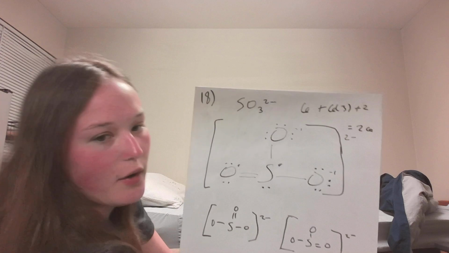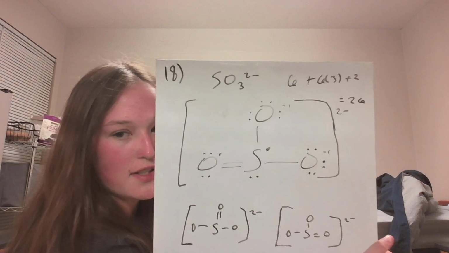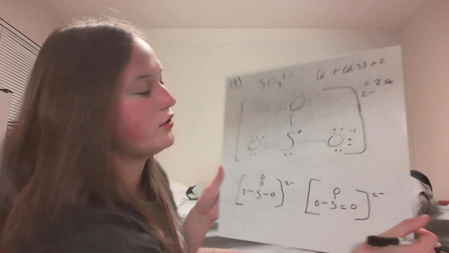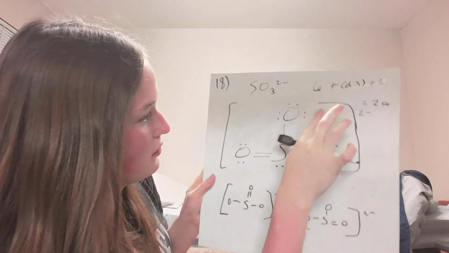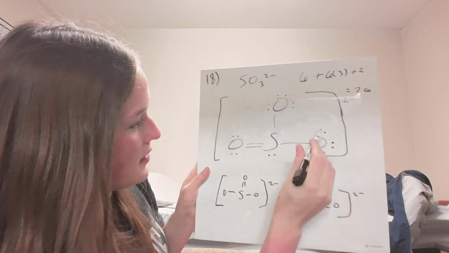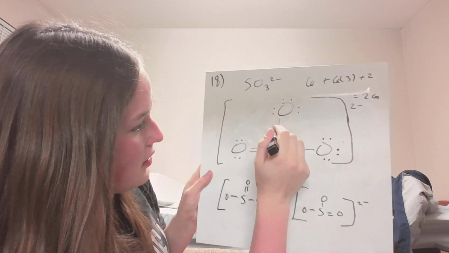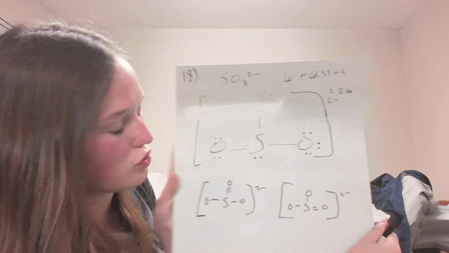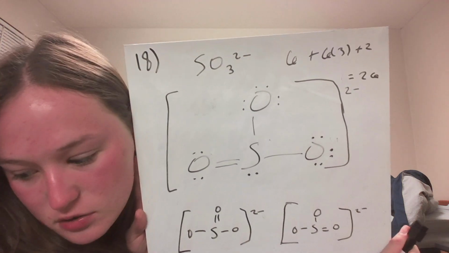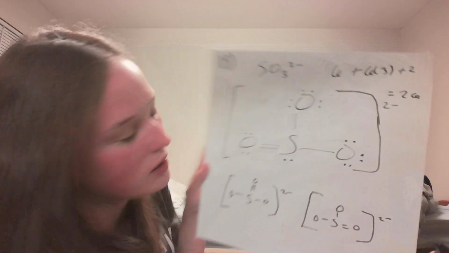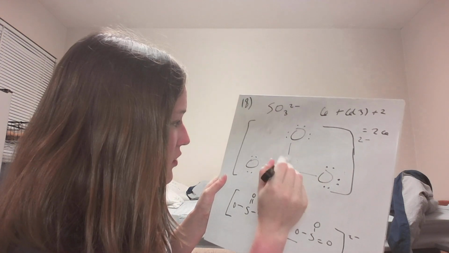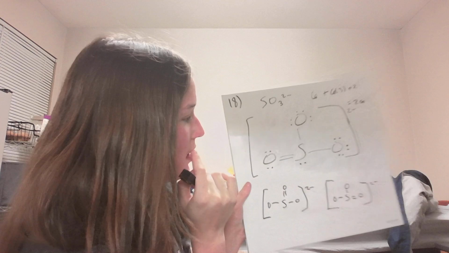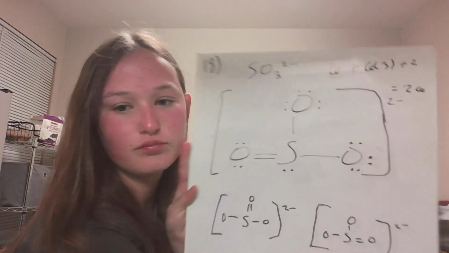Hopefully my explanation of how it was drawn like this makes sense. Also, if you count the valence electrons, I'm just going to erase these so that it's simple. 2, 4, 6, 8, 10, 12, 14, 16, 18, 20, 22, 24, 26. That's correct. So 2, 4, 6, 8. Anyway, there we go. Next.